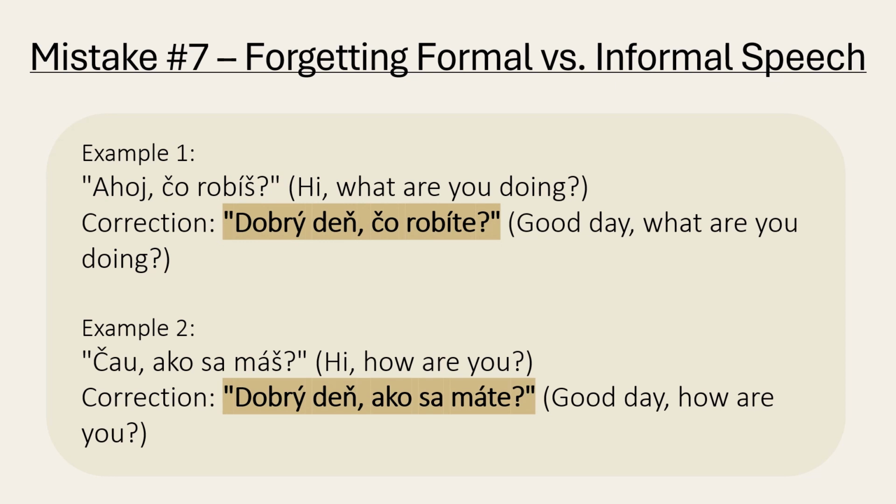In Slovak, it's important to distinguish between formal and informal speech, especially when addressing people you don't know well or those in higher positions. Example 1. Ahoj, čo robíš? Hi, what are you doing? Used in formal setting. For formal situation, use Dobrý deň, čo robíte? Good day, what are you doing?